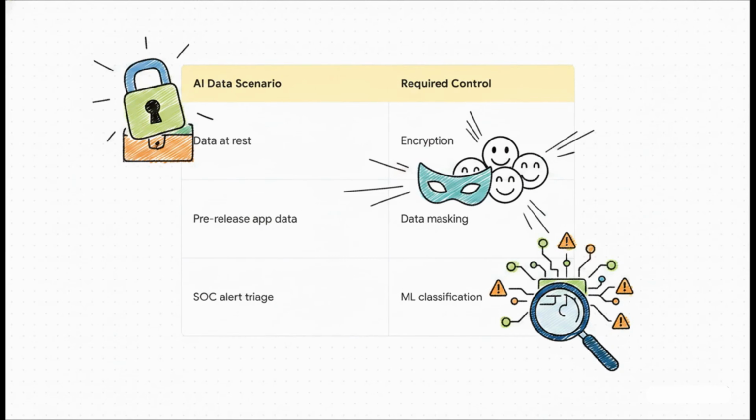It's like a giant puzzle. Different data states need totally different mitigations. For data at rest, boom, encryption. But what if you're building an AI feature for a customer service app and need to use realistic data for testing before launch? You can't just use raw data, right? You've got to use data masking and sanitization to strip out the sensitive bits first. On the flip side, if you're drowning in high-volume SOC alerts, you can actually deploy machine learning specifically to identify and classify them. It's a fantastic strategic move.